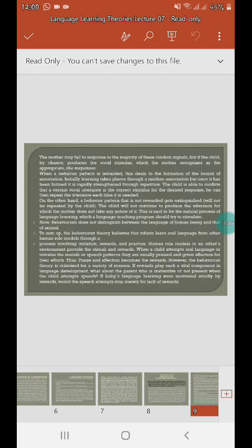John Watson claims that the mother may fail to respond to the majority of these random signals, but if the child by chance produces the vocal stimulus which the mother recognizes as appropriate, she responds. The theory is basically that learning is based on behavior.